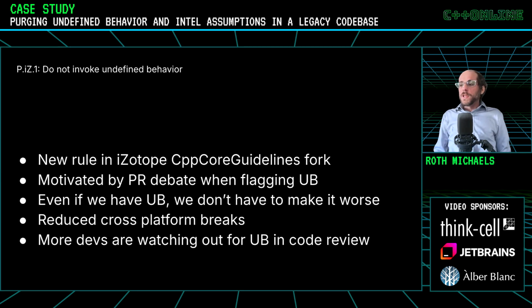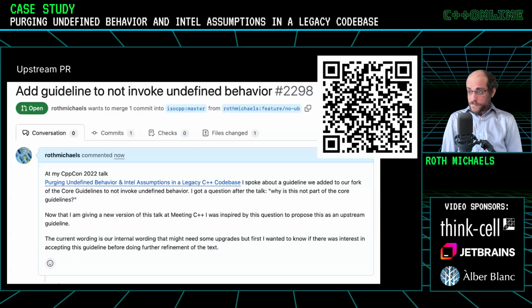And if we already have UB, we don't want to make it worse. We want to reduce cross-platform breaks. And we want more devs watching out for UB in code review. So we made a guideline, do not invoke undefined behavior. And those debates and code reviews stopped. And, no more reinterpret casts or union type punning instead of memcpy.